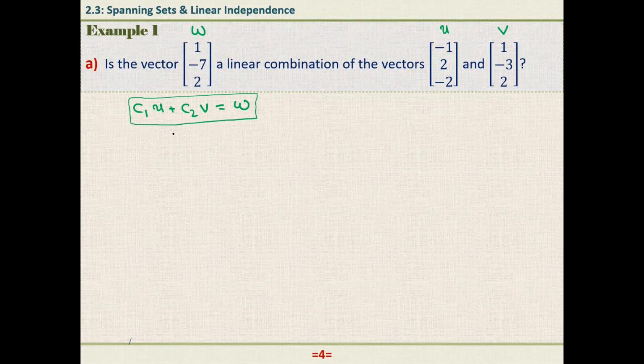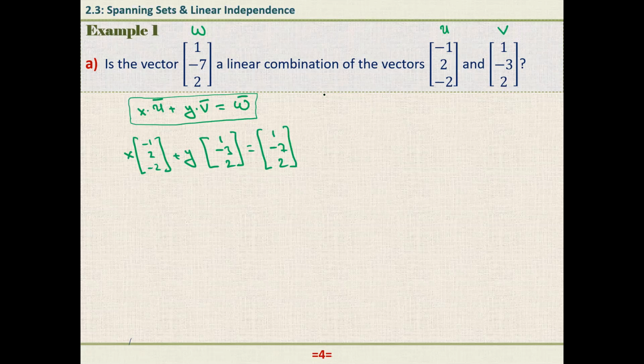If I write it out, we have C1 and vector U is (-1, 2, -2). Instead of writing c1, c2, let me just write x and y. These are scalars and these are vectors. Here we have x times vector U plus y times vector V, that is (1, -3, 2), and on the right hand side we have W, that is (1, -7, 2).